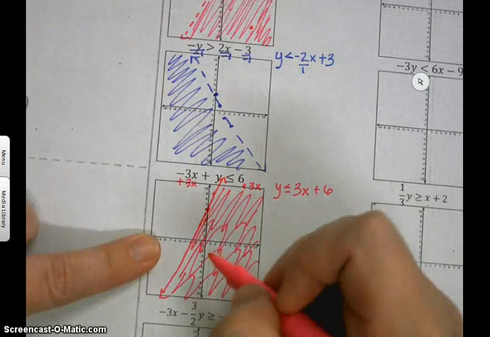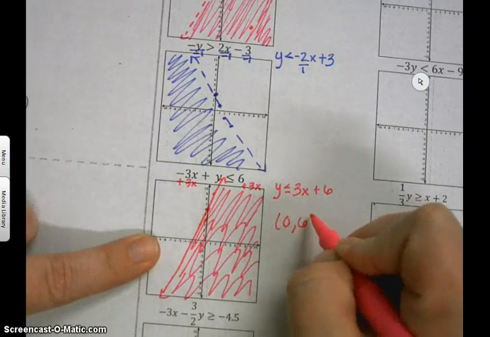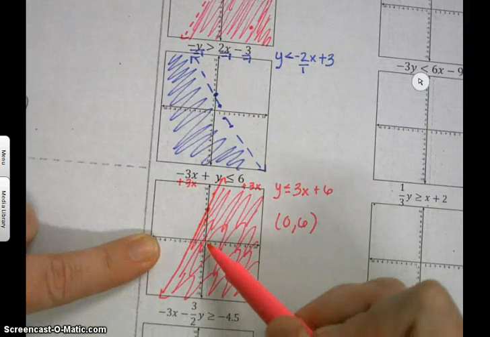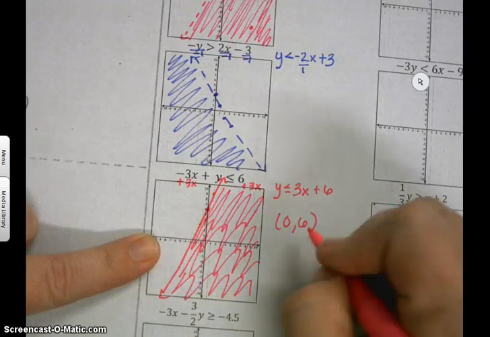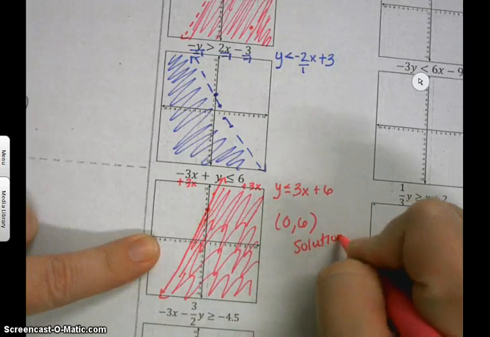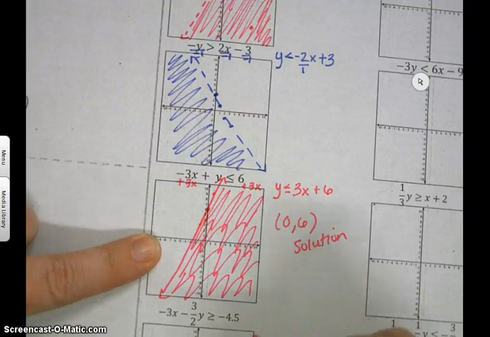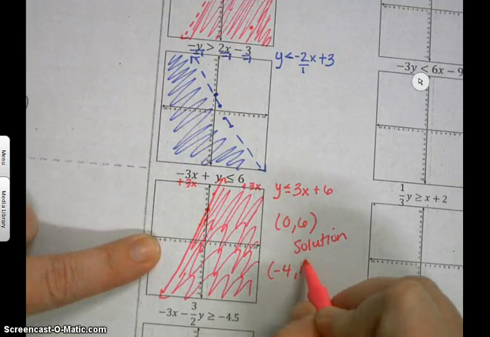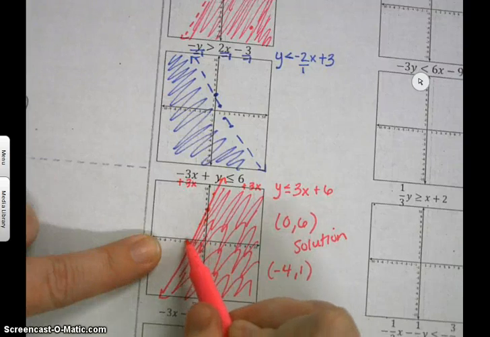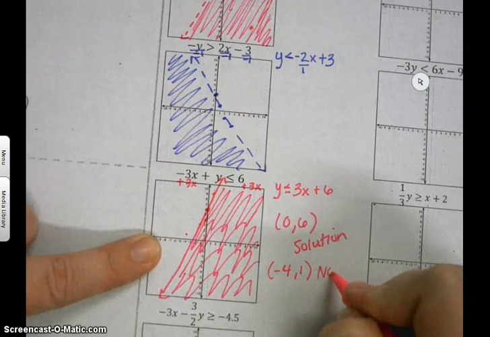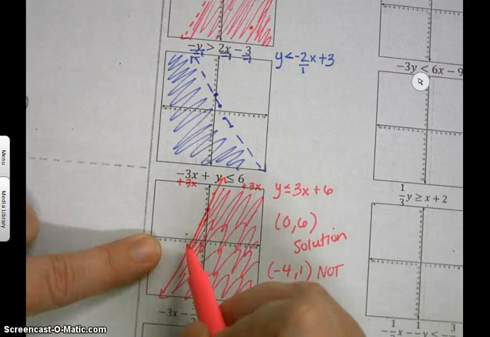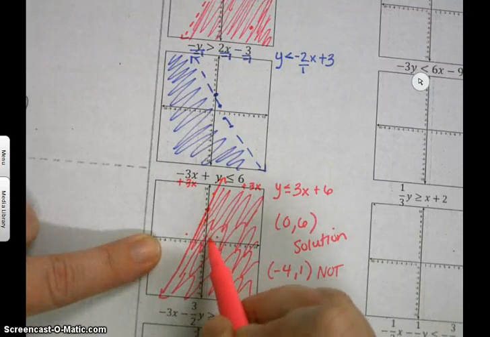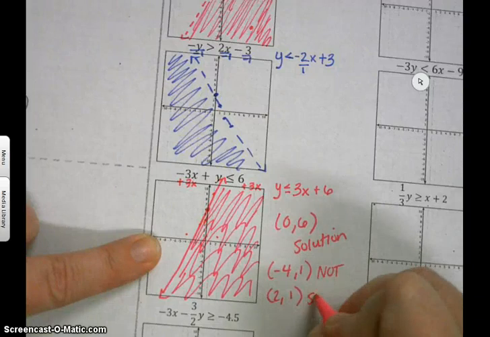So if I ask myself, is the point (0, 6) a solution? I look for (0, 6). It is on the line, but this line is a solid line, so therefore it is included. It is a solution. If I ask myself, is the point (-4, 1) a solution? I look for (-4, 1). It's not in the shaded region, so it is not a solution. If I look at (2, 1 over 2 and up 1), it is in the shaded region, so it is a solution.